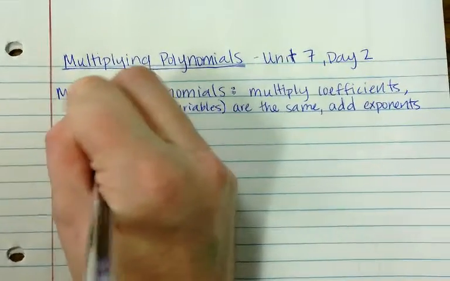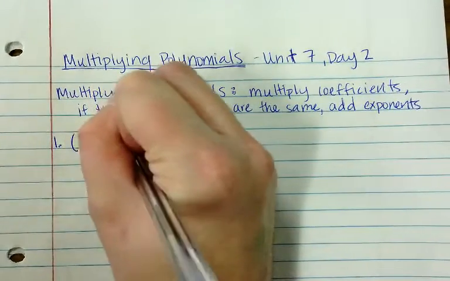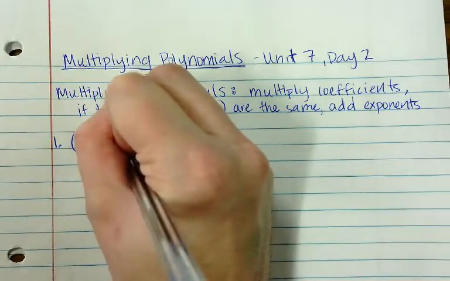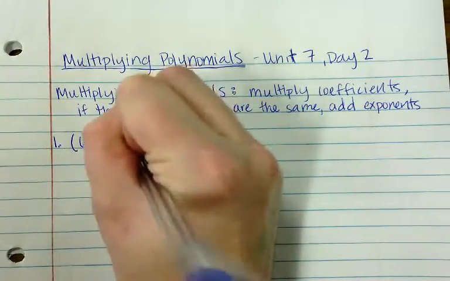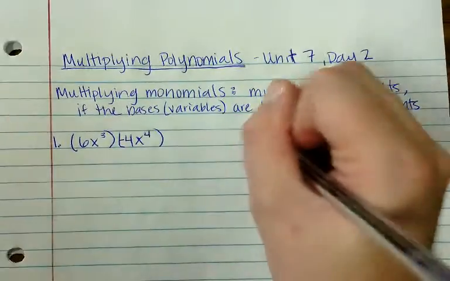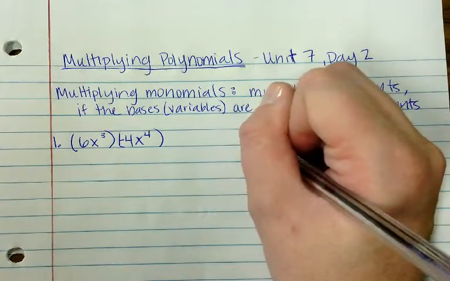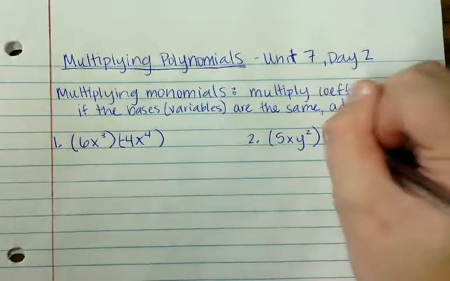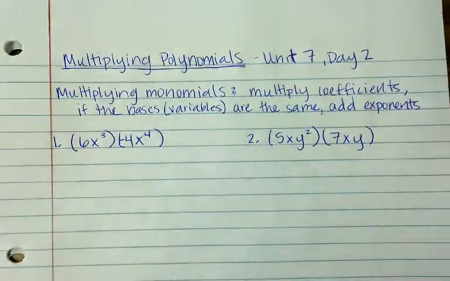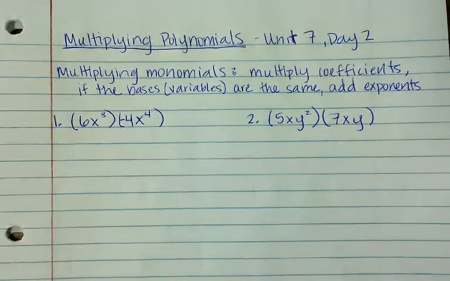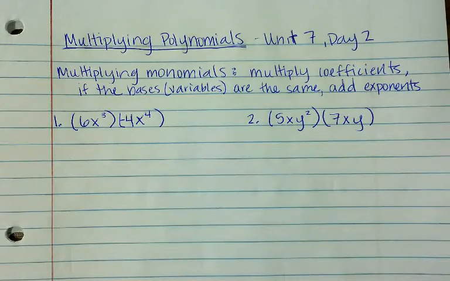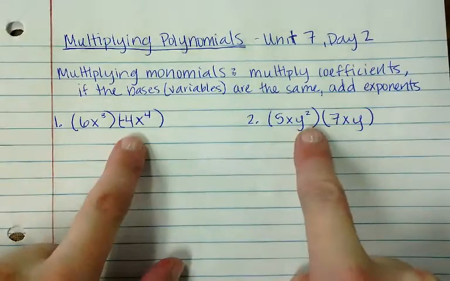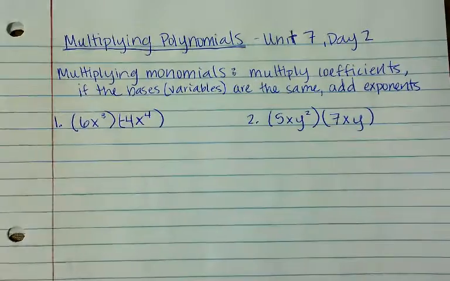So, just a quick refresher, these are actually very similar to the ones that we did in our last unit. We're going to do a couple examples right here. 6x cubed, and oops, that's supposed to be a negative 4x to the fourth. Sorry about that. Then I'm going to write down my second example here. 5xy squared and 7xy. So I'm going to give you guys a second to write that down. And guys, while we're doing this, remember, when you multiply your monomials together, you multiply your coefficients, and then if your bases are the same, you add your exponents, right?